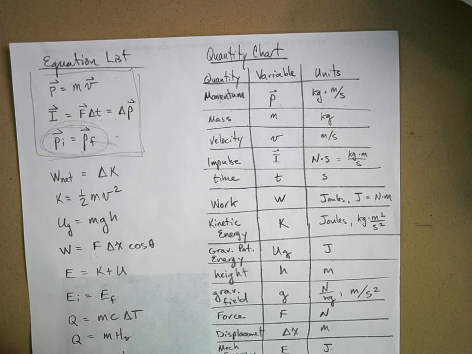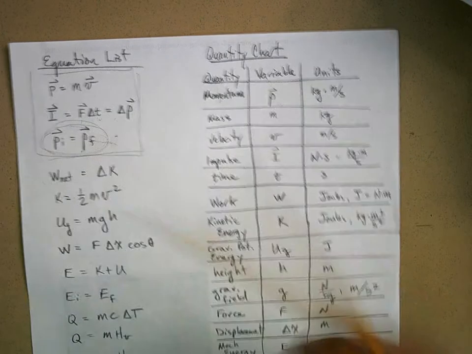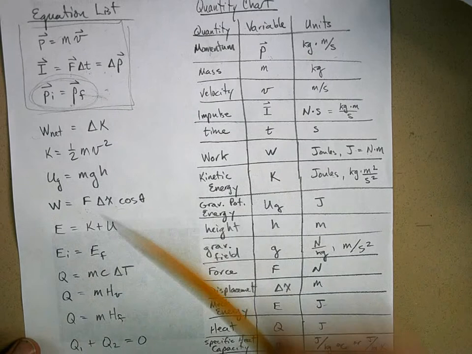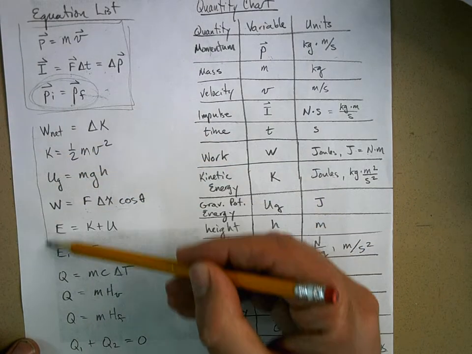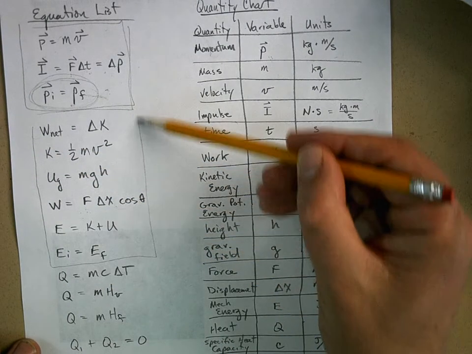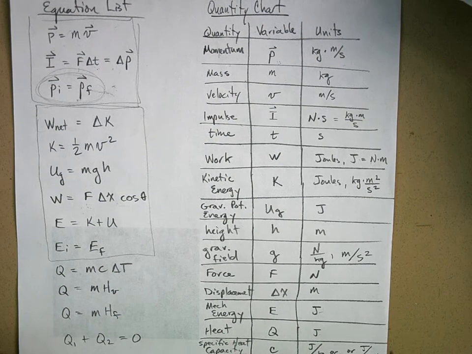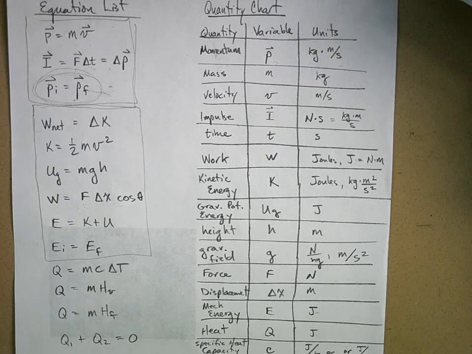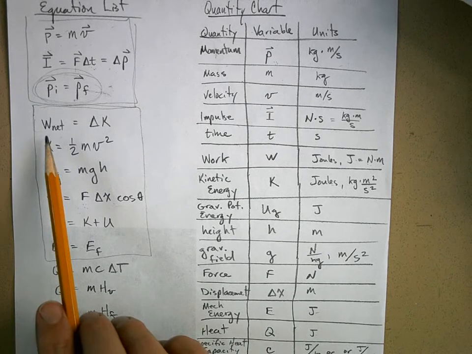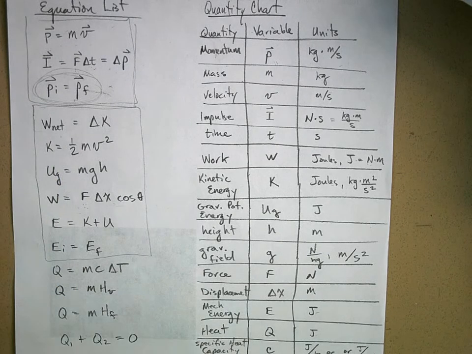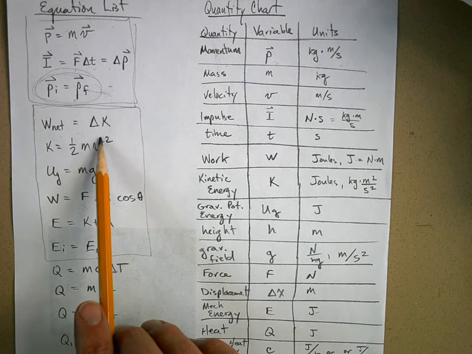Then the next unit is work and energy. And that's all of these right here. These are the equations that you need for Unit 8, I believe. And of course, this is the work-energy theorem. So you'll need to know the work-energy theorem. This is the work done by the net force will be equal to the change in kinetic energy.